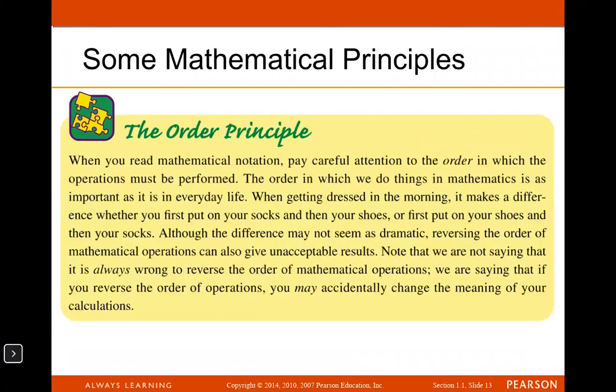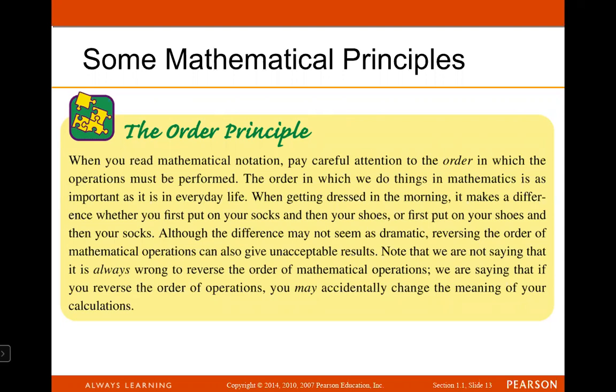The order principle. When you read mathematical notation, pay careful attention to the order in which the operations must be performed. The order in which we do things in mathematics is as important as it is in everyday life. When getting dressed in the morning, it makes a difference whether you first put on your socks and then your shoes, or first put on your shoes and then your socks.